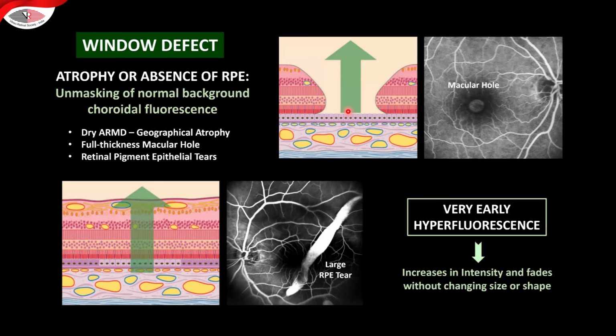Let's come back to the window defect, which is basically an atrophy or absence of RPE, which is unmasking of the normal background choroidal fluorescence. That's what we call the window defect.